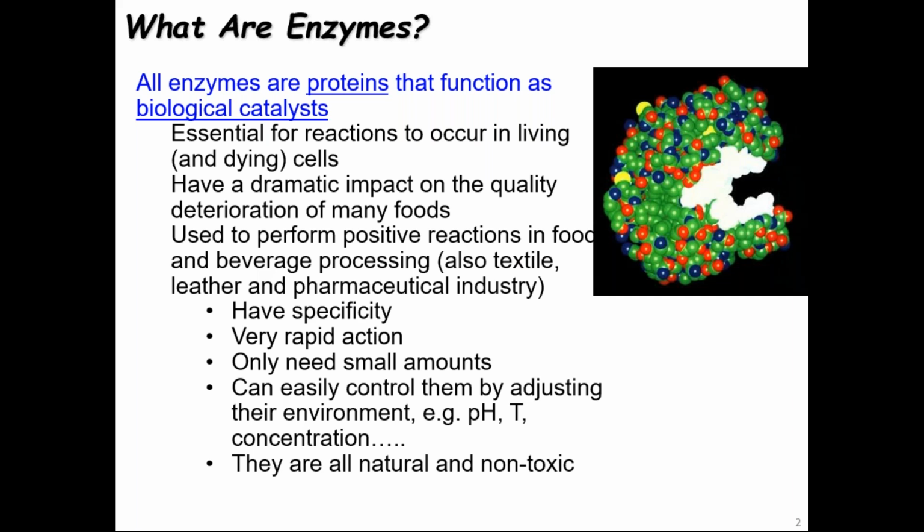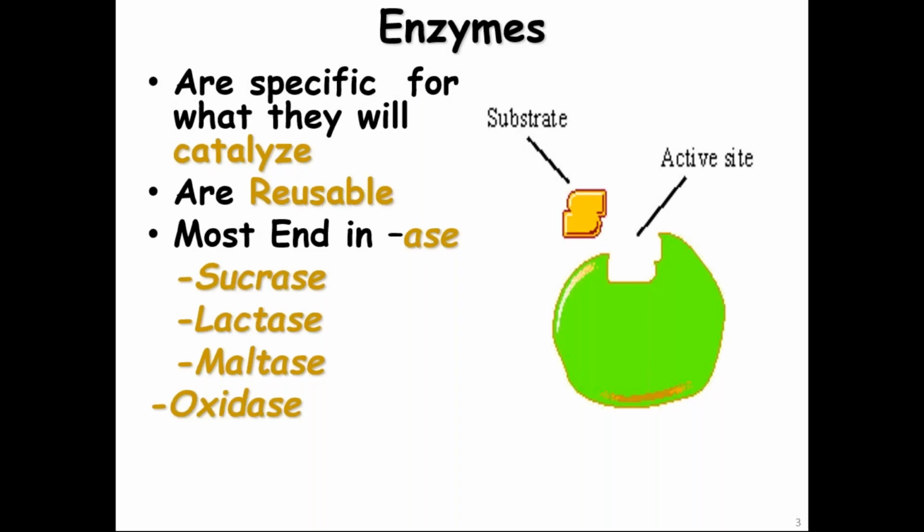Since most of the enzymes are proteins and they are isolated from natural sources, they are non-toxic. Several enzymes have been given GRAS status. What is GRAS? G-R-A-S, that is, generally recognized as safe. So enzymes are specific for the reaction they will catalyze. A specific enzyme will act on a specific substrate.